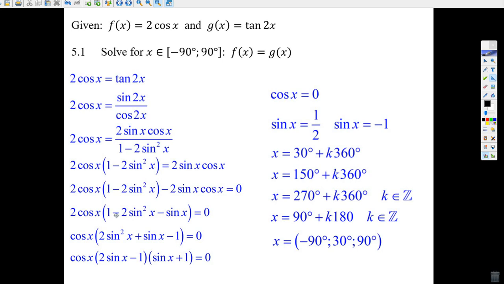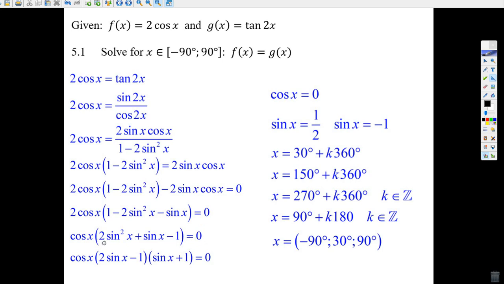What happens here if we divide by a negative? Well, let's just multiply both sides by a negative. That'll make that 2 sine squared plus sine x minus 1. That just makes it nicer to look at. We're allowed to divide both sides by 2, and 2 divided by 2 is 1, 0 divided by 2 is 0. Hey, that's looking pretty good.